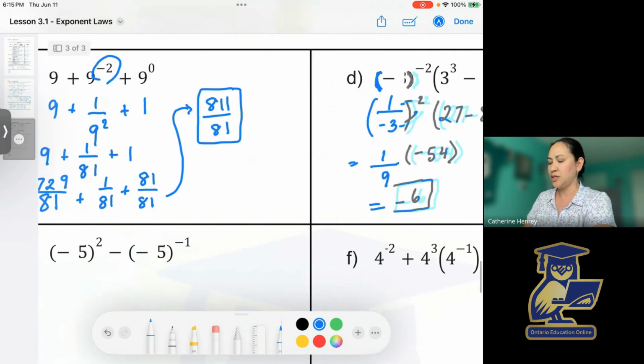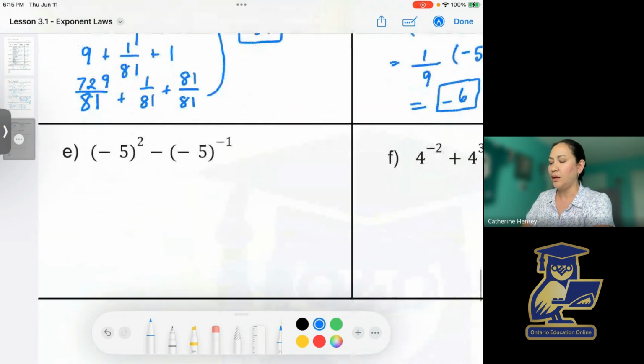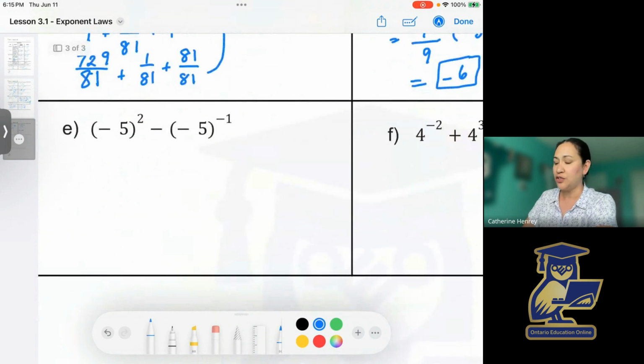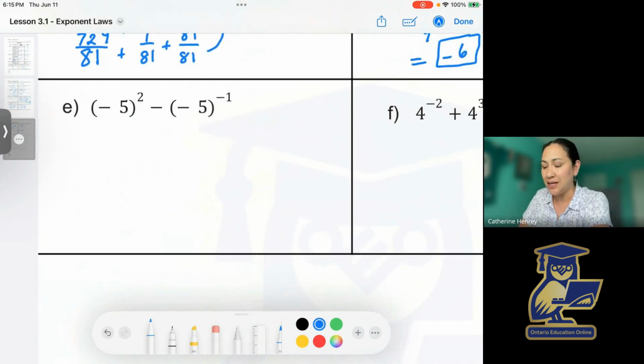All right, 2 more examples. Negative 5 raised to the power of 2. That negative is inside the bracket with 5, so that means I'm technically squaring that negative as well. So it's really -5 times -5, which would make a positive 25.